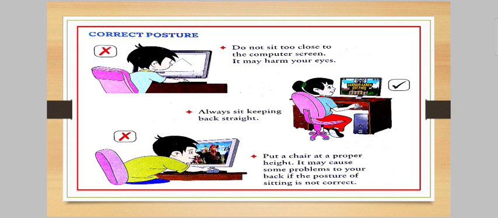All of you need to follow the second picture. The second picture says to sit straight while working on a computer. This is the best posture. So put the chair at a proper height. It may cause some problems to your back if the sitting posture is not correct.